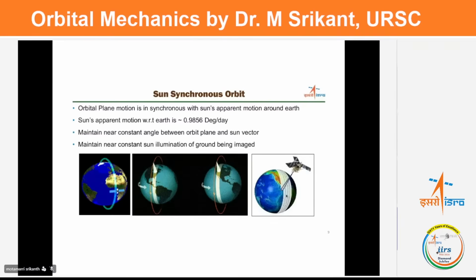When the imaging is being done on any day, at that time the sun illumination at that ground point is almost constant. So when we say constant illumination, it is with respect to the sun, and the sun is illuminating the Earth, which is seen by the satellite. So this is how the sun synchronous orbits are categorized for us.